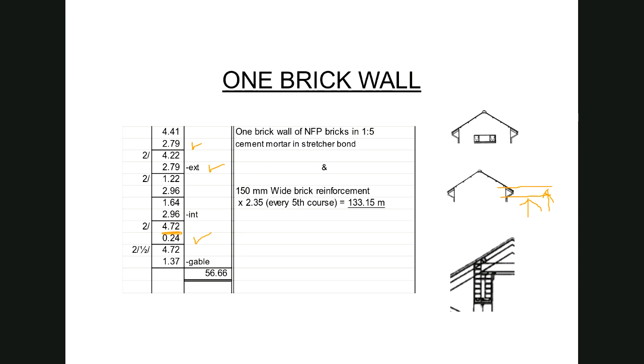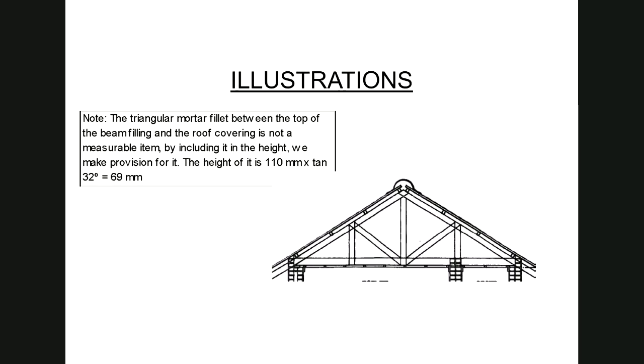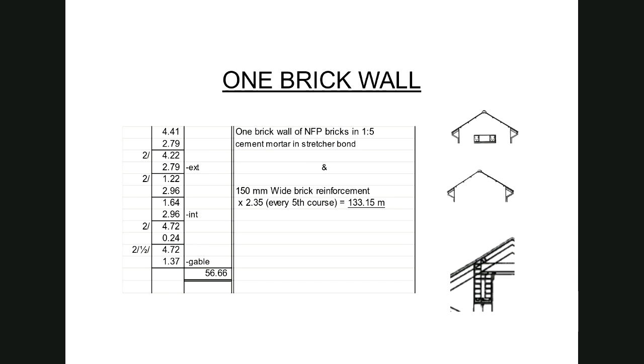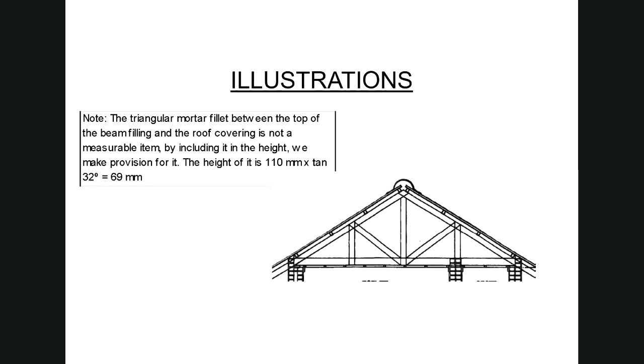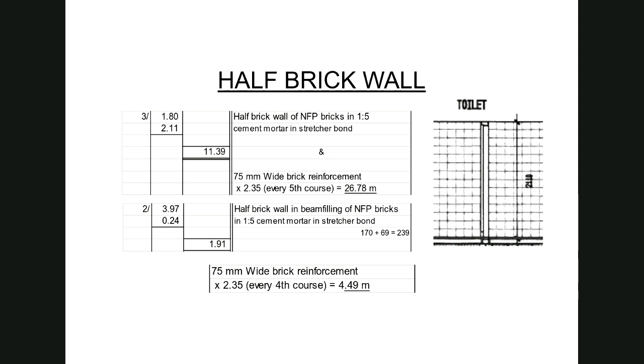I just want to jump quickly, excuse me. I just want to check something on the half brick wall here quickly. If I can just recap on my comment where I said that the beam filling was 3 courses high, it is actually 2 courses plus the 69, which takes us to the 239 millimeters. So I've used 0.24 for the beam filling. So just excuse that interpretation error of mine then.